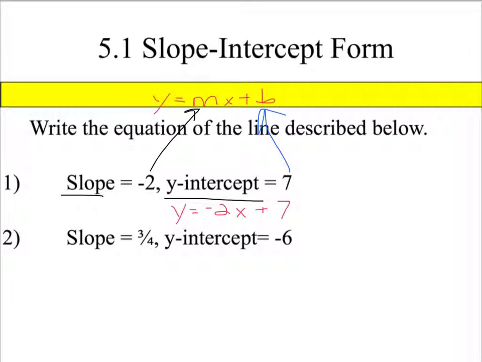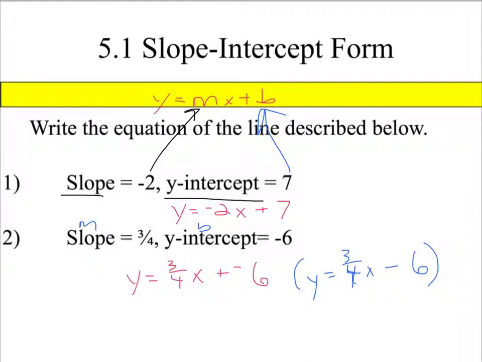All right, here we go. Slope-intercept form, the second one would be y equals 3/4 x plus a negative 6, or you could have done y equals 3/4 x minus 6. Both of them would be the exact same answer, and I'd accept both. Remember, you're putting your slope for your m and your y-intercept for your b. Done.